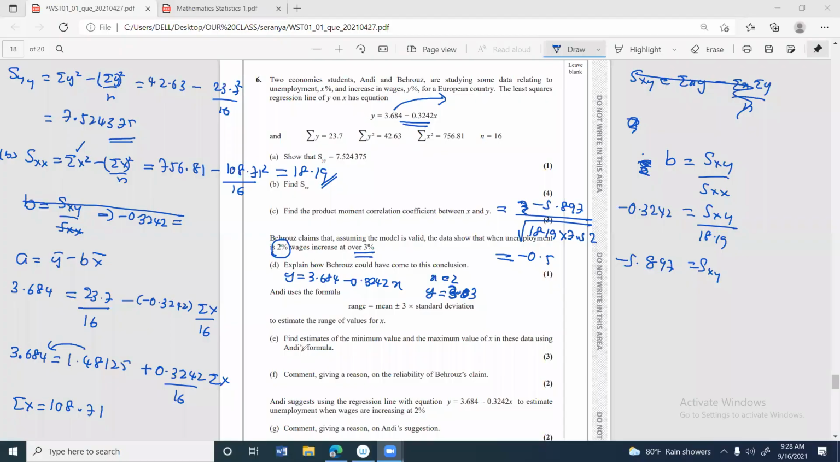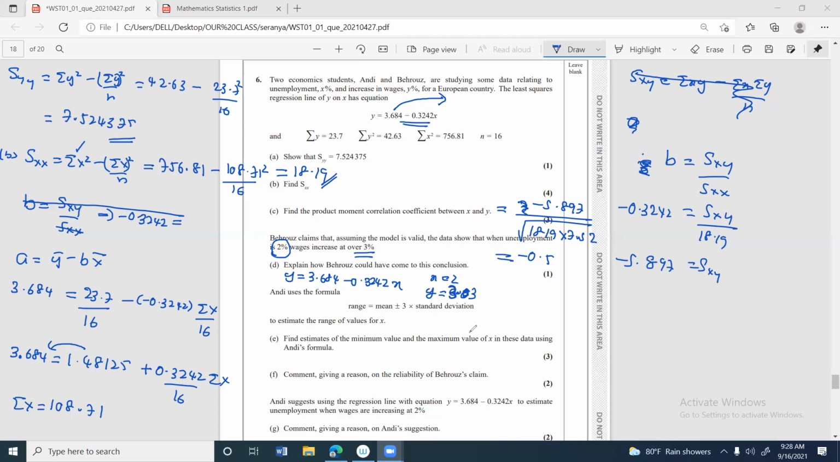Fine. Then they mention Andy uses the formula: range is equal to mean plus or minus 3% of the standard deviation to estimate the range of the value for x. Find the estimate of the minimum value and the maximum value of x of this data using Andy's formula. So they mention range is the mean plus or minus 3% of the standard deviation.